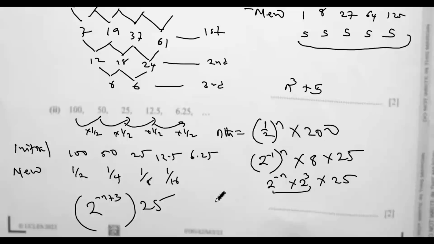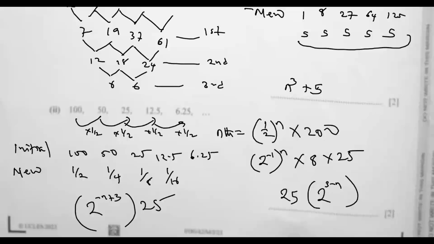So if I want to write this now, I can say 25. Let me erase this. So the nth term will be 25 times 2 to the power of 3 minus n. So 3 minus n is the same thing as minus n plus 3. So this is the nth term.